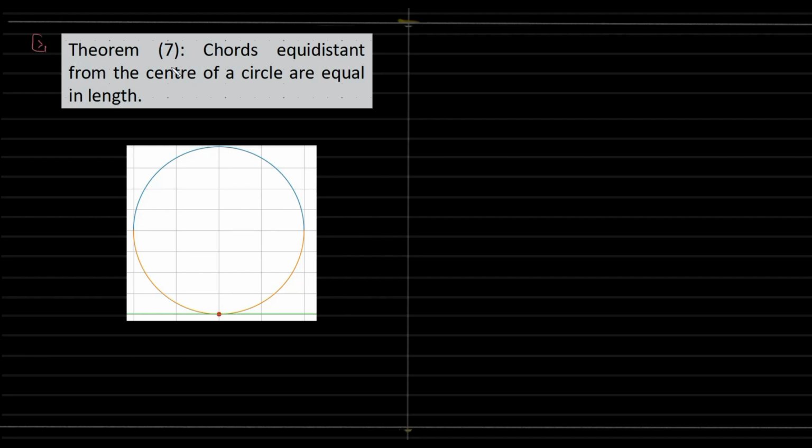Chords equidistant from the center of a circle are equal in length. Okay, so let's prove it.